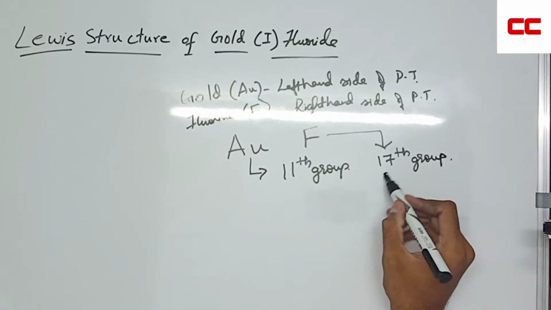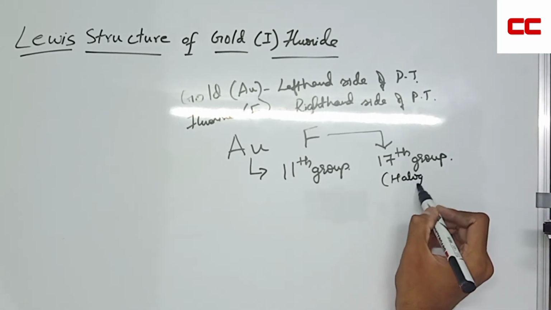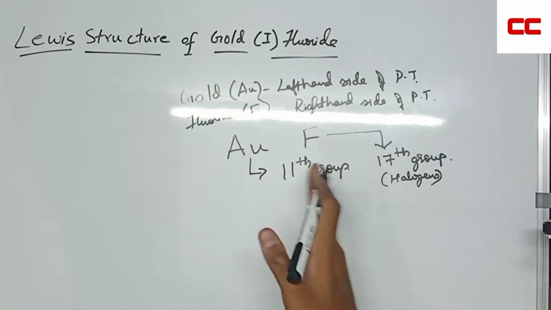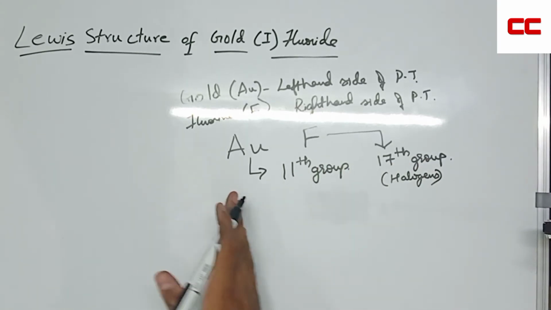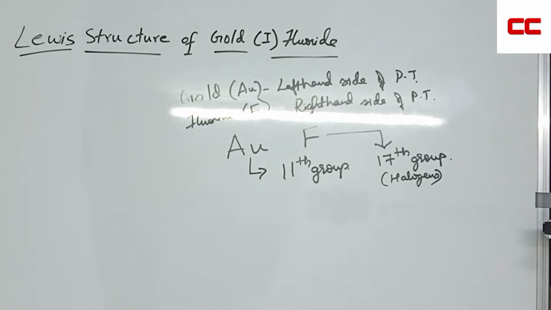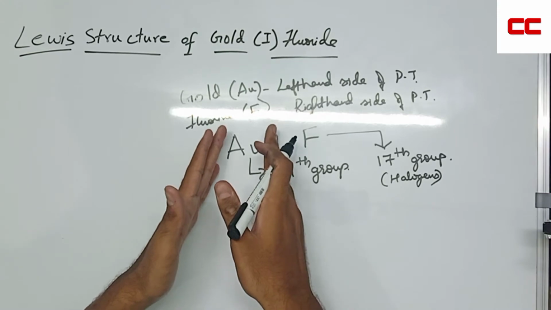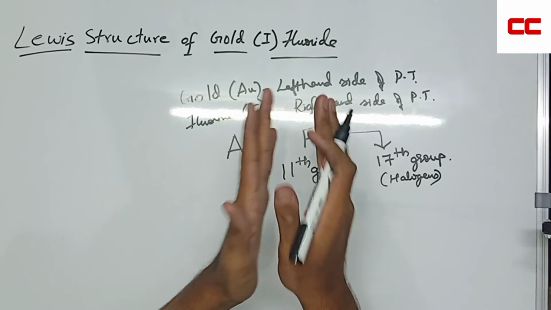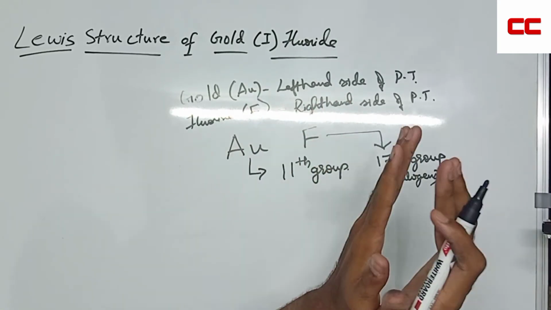Exactly, the 17th group is the group of halogens. There are many, like fluorine, chlorine, bromine, iodine. Those are all our halogens, and they belong to the 17th group. And gold belongs to the transition elements block. You know what a transition elements block is, right? There are so many transition elements: scandium, titanium, vanadium, all that. The center part of the periodic table is the transition elements block, and this is gold. Gold belongs to the transition elements, and fluorine belongs to the non-metals, coming from the right hand side of the periodic table.